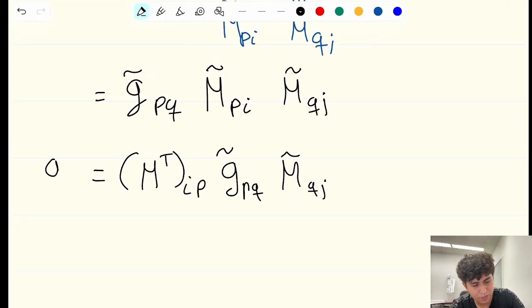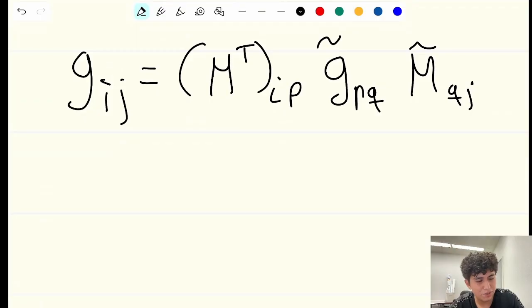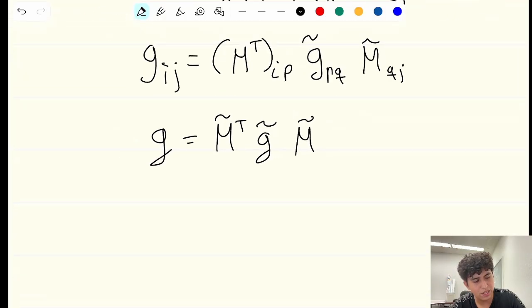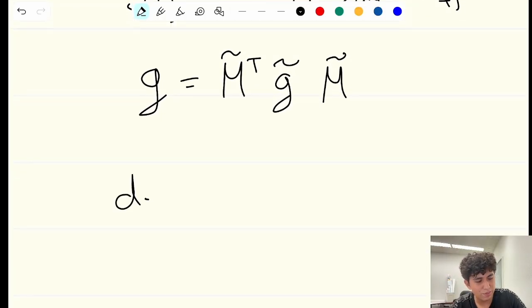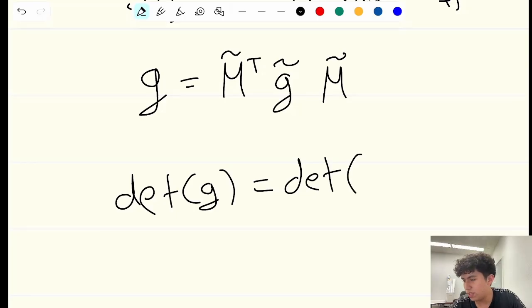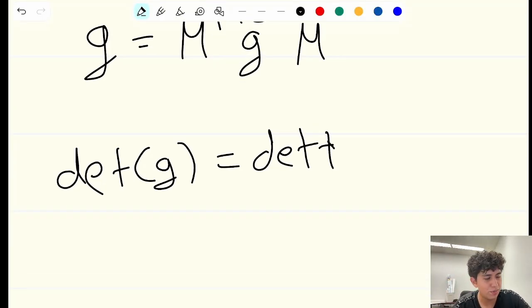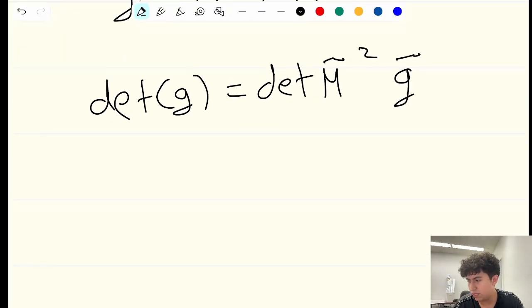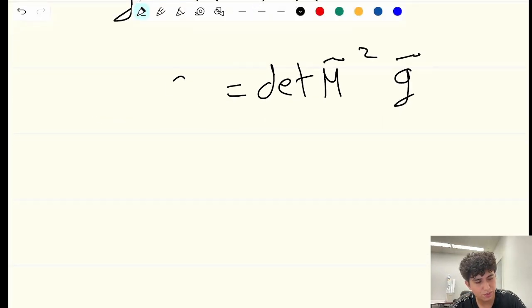Cool. So this is in matrix form, which essentially looks like this: G tilde, M tilde. Now we can say the determinant of G, the determinant of the transpose is the same as the normal determinant, so this is just going to be the determinant of M tilde squared times G tilde. If we take the square root of both sides, this is just going to be the determinant, so we can just write it as G.